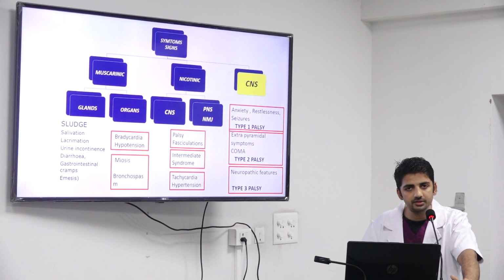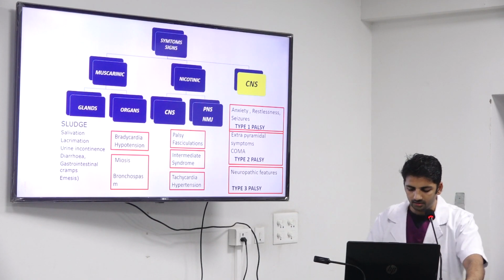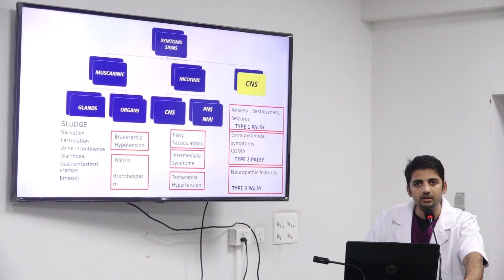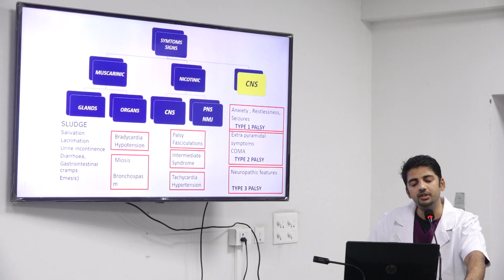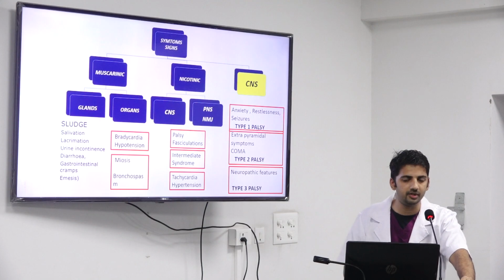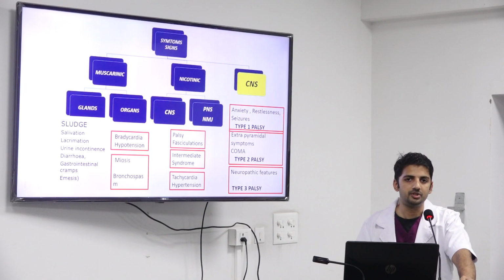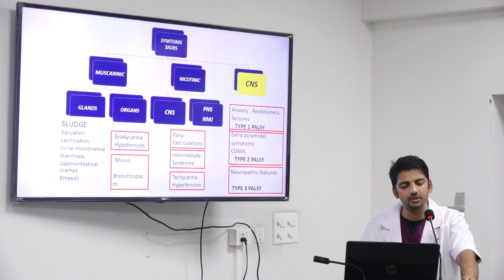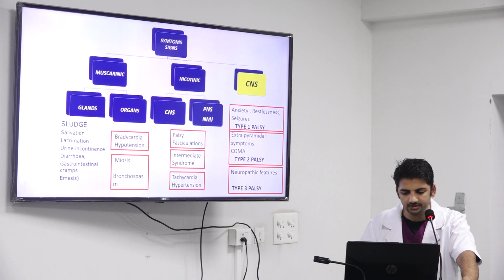And what are the central nervous system features? There are 3 types of palsies that can occur in an organophosphate poisoning patient. Within 24 hours, usually type 1 palsy is seen, where respiratory muscle weakness can be seen. The patient can have anxiety, restlessness, and can have generalized seizures.